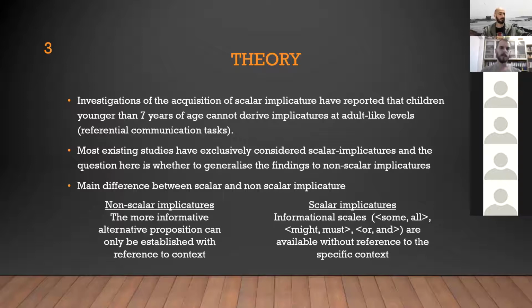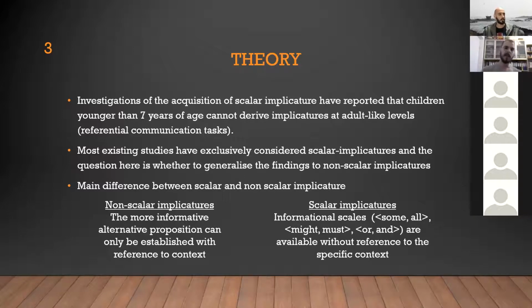The main difference between those two is that scalar implicatures, which we have heard about, like some and all, or might or must, or and, are just informational scales which are available without reference to a specific context. So you can say some, and you always know that there could be an all as well.